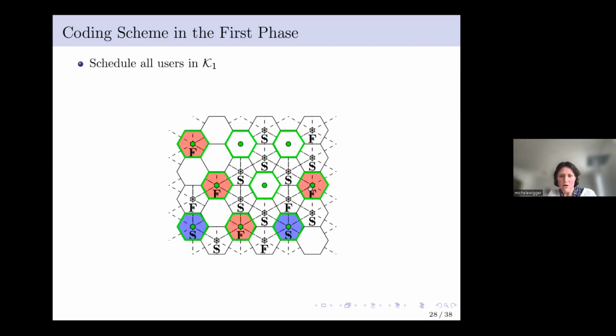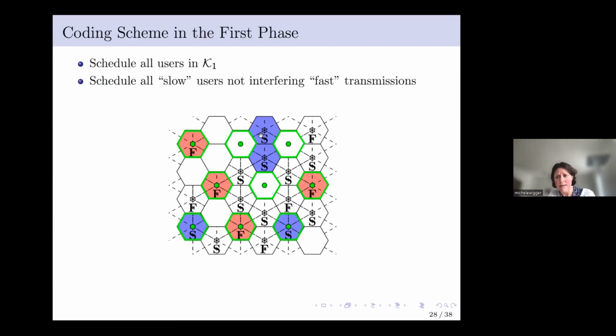So we're going to schedule all this in the green cells. We cannot schedule the fast here, for example, because it's going to interfere with this fast, and at high SNR this is going to kill us. It's going to cause too much interference. Instead, what we can schedule is additional slow, if they're not interfering with fast transmission. The reason they're not allowed to interfere with fast is that we don't have transmitter cooperation, and therefore the fast will not be able to mitigate the interference. If the fast could mitigate interference, then we could schedule also this and this, this and this.